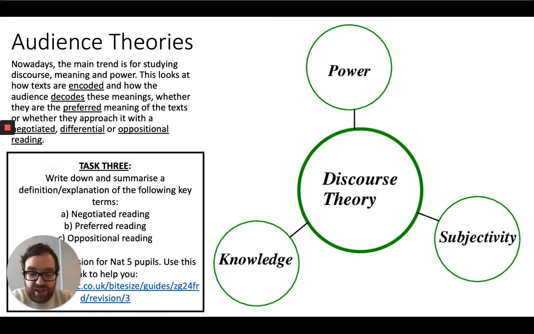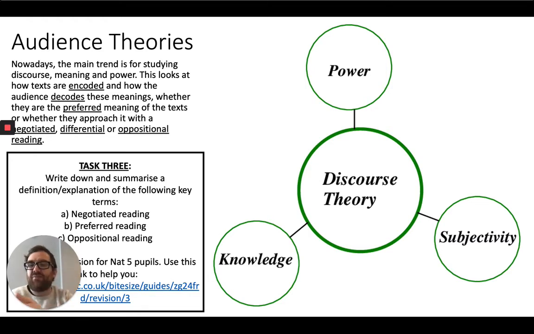So, for example, last year for National 5, we watched a documentary made by the very liberal-minded filmmaker Michael Moore called Fahrenheit 9/11, and basically he made the film to try and stop the then President George W. Bush from being re-elected. The negotiated reading for an audience, because all three can exist at the same time, would be an audience who watches it and goes, well, we agree that he's not great, but we're still going to vote for him.